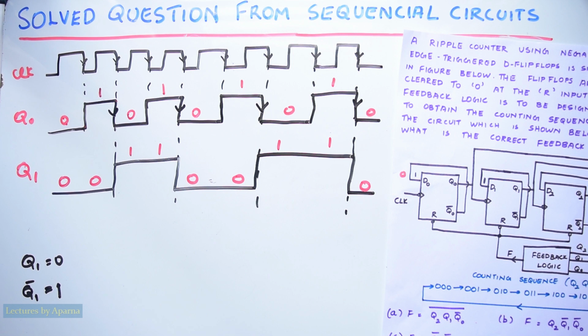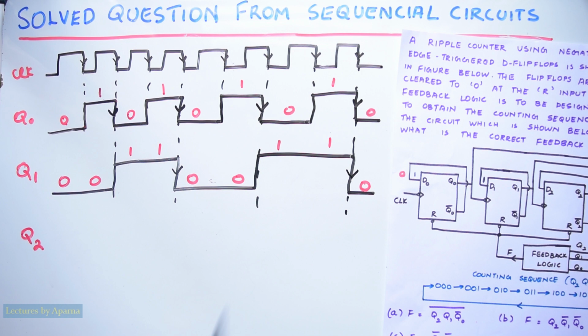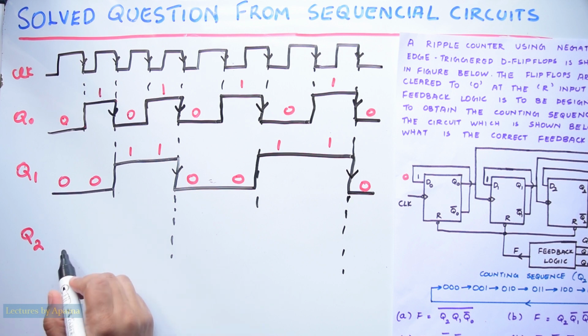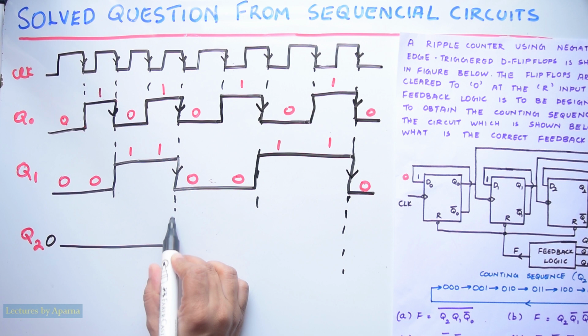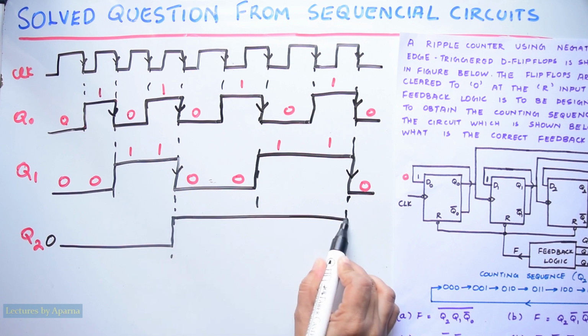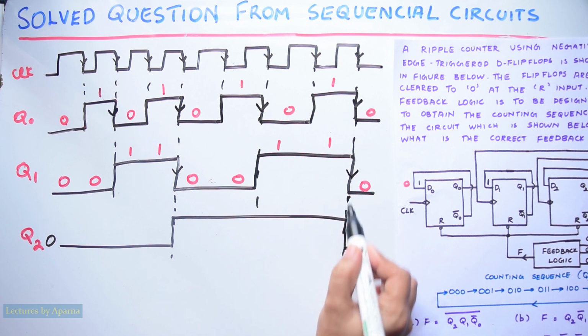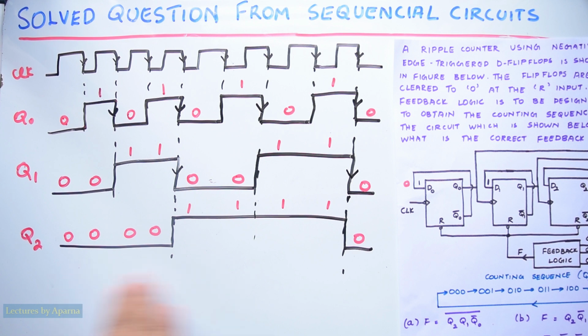Now let us see Q2. These are the negative edges of the output Q1. This Q1 is acting as a clock signal for the third flip-flop. So we have to find Q2. At these negative edges, Q2 will change its state. Initially the value of Q2 is 0. When the negative edge comes, it will go to 1 and stay until the next negative edge comes, and then it will change its state. So this will be Q2.